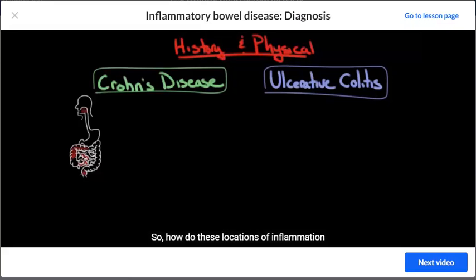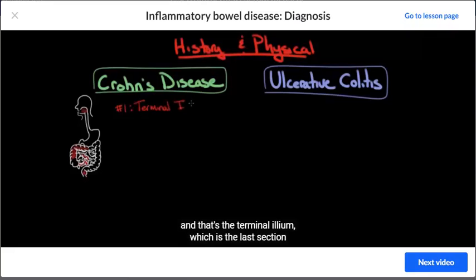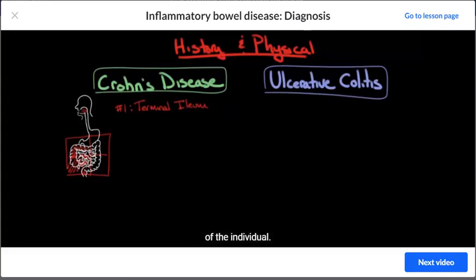So how do these locations of inflammation tend to present? Well, let's start with the most common location, and that's the terminal ileum, which is the last section of the small intestine before it enters into the colon. Now, if you imagine a box over the abdomen, kind of like this, you can see that the terminal ileum is largely located in the right lower quadrant of the individual. So this is someone, you're looking at the person, so this is going to be the right side and in the lower part of the abdomen.